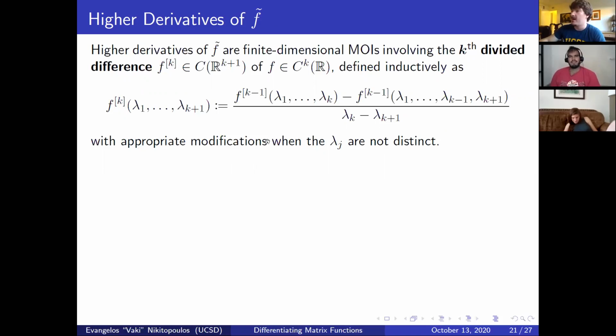And of course, you have to modify when the lambda_j are not distinct, but you'll be able to make those modifications because f is C^k. I won't go through the details. There are some better expressions you can write, but whatever.